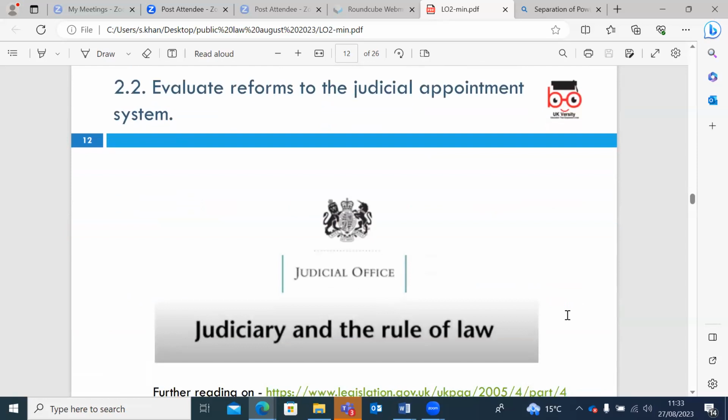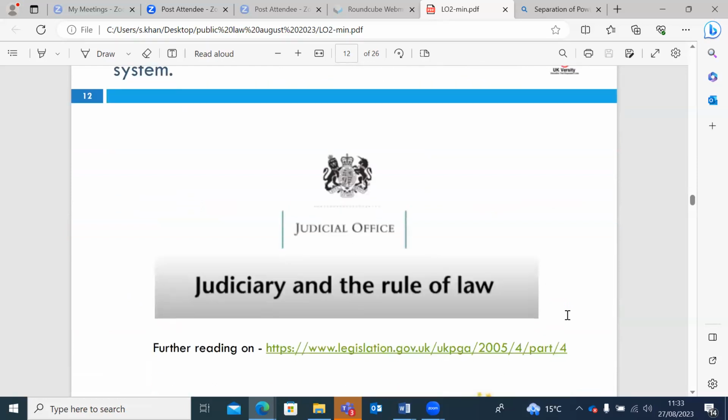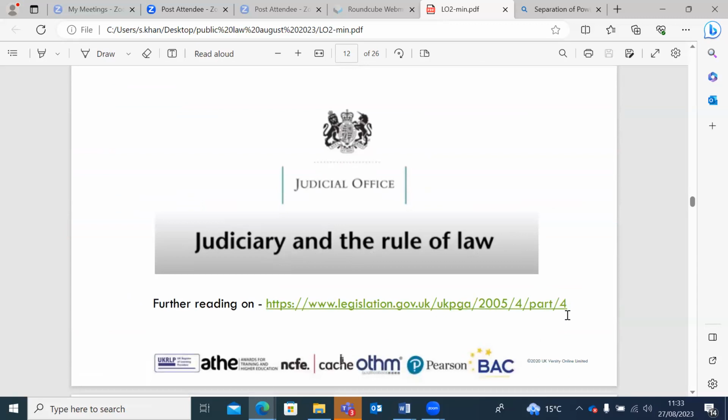2.2. Evaluate reforms to the judicial appointment. Judicial appointment and the rule of law. Judiciary and the rule of law. And there's further reading that you could do on www.legislation.gov.uk in regards to the judiciary and the rule of law.